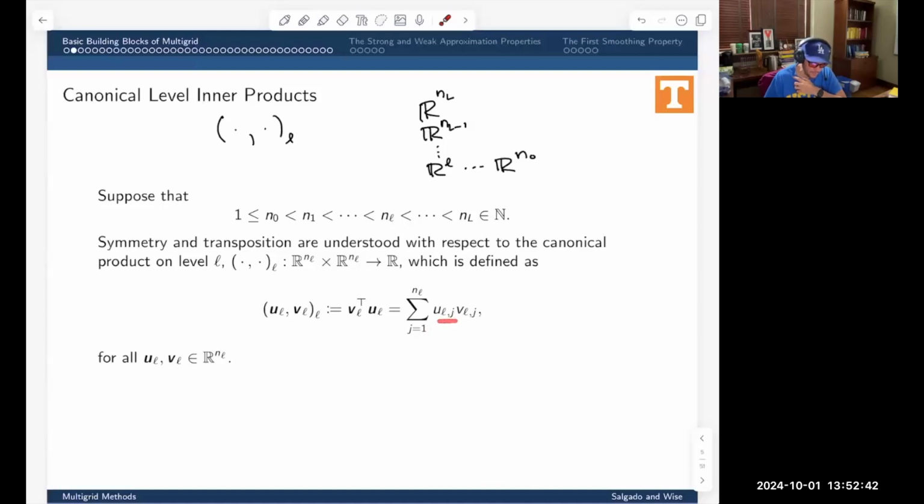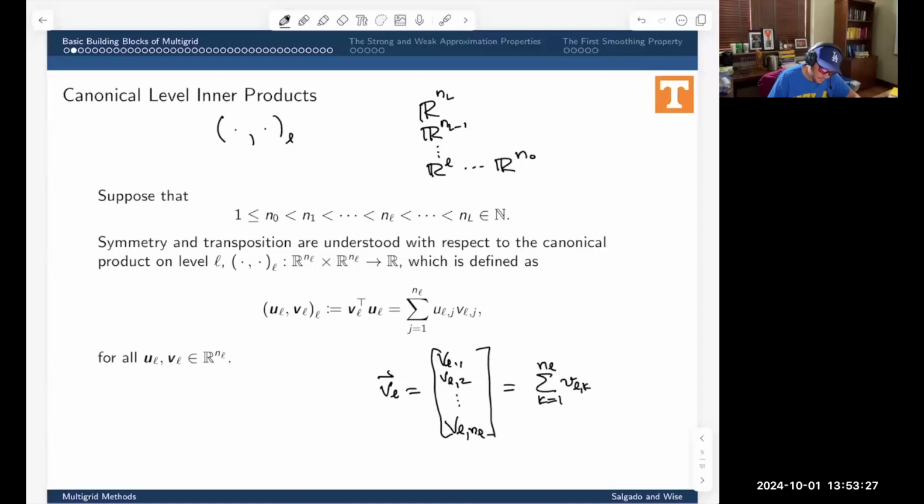Now, these are the components of these vectors, the canonical components in the canonical basis. What is a canonical basis? By that, I mean VL is equal to VL1, VL2, dot, dot, dot, down to VL, NL. That's what it looks like as a standard vector. But I could also write this in the canonical basis: the sum from k equals 1 to NL of VLK times the basis vector EK with respect to level L, which I'll represent like this, LK.